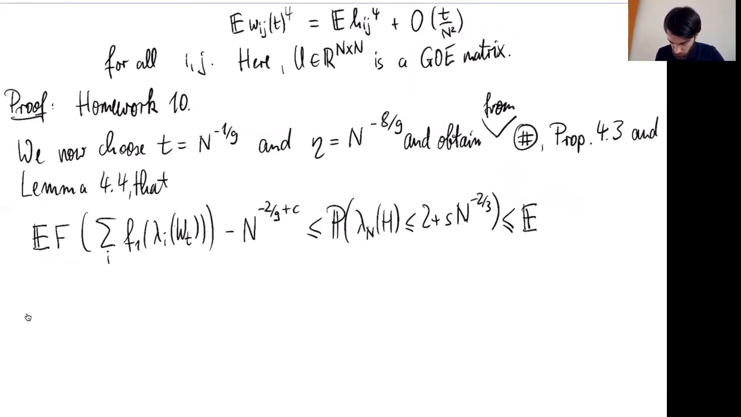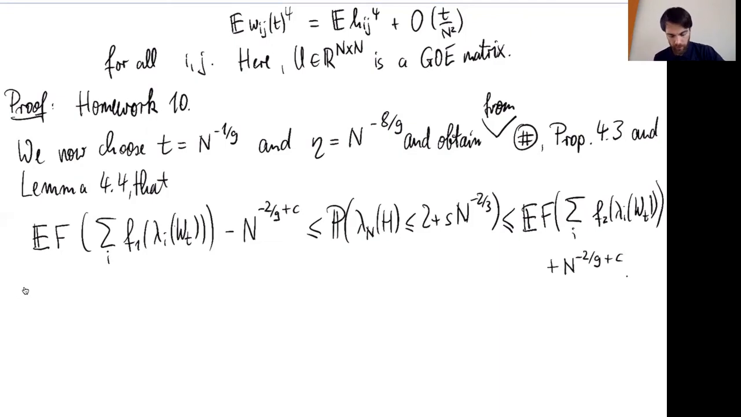So equation f, and we have the f2 function, lambda i of Wt, sum over i, plus this. Okay, so now we are already one step further, because now we can compare this probability, the probability for the eigenvalue of H, with something that only depends on the Wt.